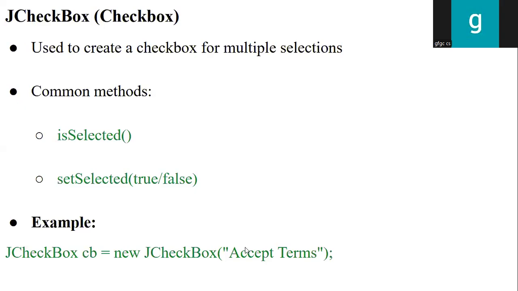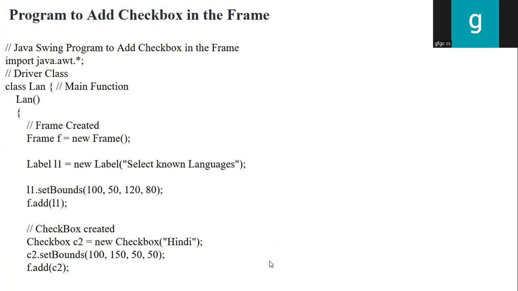Next is checkboxes. The next component is checkbox. Checkbox is used to create a checkbox for multiple selection. A common method is isSelected. This method is to show whether that particular option has been selected or not. Then setSelected. That means if I want to set a particular option to be selected, then I have to use this setSelected method. Example here: JCheckBox cb = new JCheckBox("Accept terms"). Accept terms is the checkbox option.